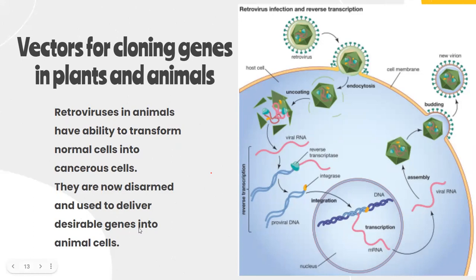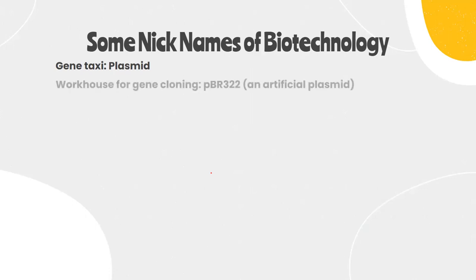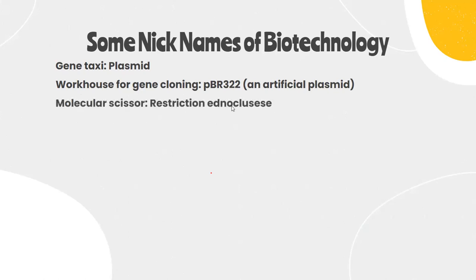Understanding? So some of the nicknames of biotechnology that you should know, just for remembrance. For example, plasmid, as we are calling it a vehicle. So it is basically the gene taxi. As you take a taxi to go from one place to another place, it is like a travel vehicle. Then the workhorse of gene cloning, the thing which will produce multiple copies of a desired gene, is your plasmid. Okay, again, artificial plasmid. Molecular scissors are what?